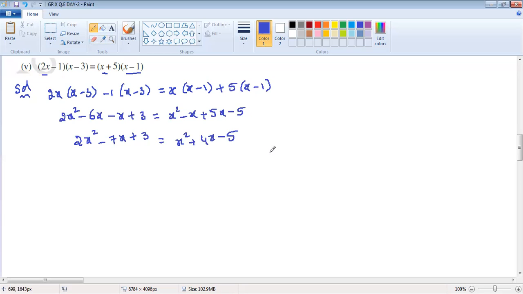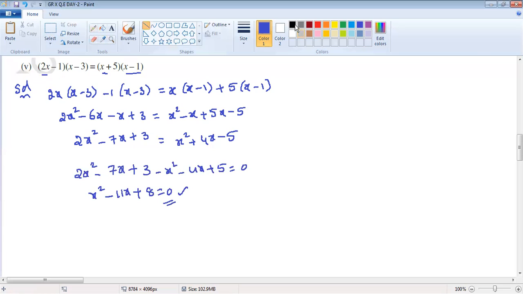Now you try to bring all these terms to this side. When you bring all those terms to this side, it will be very easy to solve. See, 2x square minus 7x plus 3 minus x square minus 4x plus 5 is equal to 0. Then 2x square minus x square, then minus 7x minus 4x is minus 11x, plus 3 plus 5 is 8, is equal to 0. So yes, it is in the form of ax square plus bx plus c. So what you could say is, it is a quadratic equation, right? Got it?